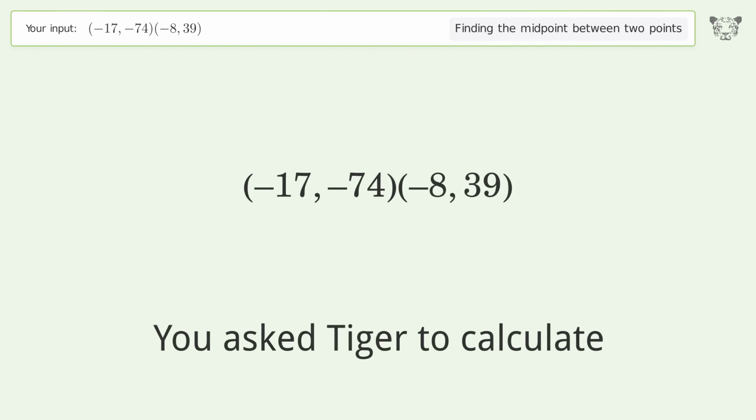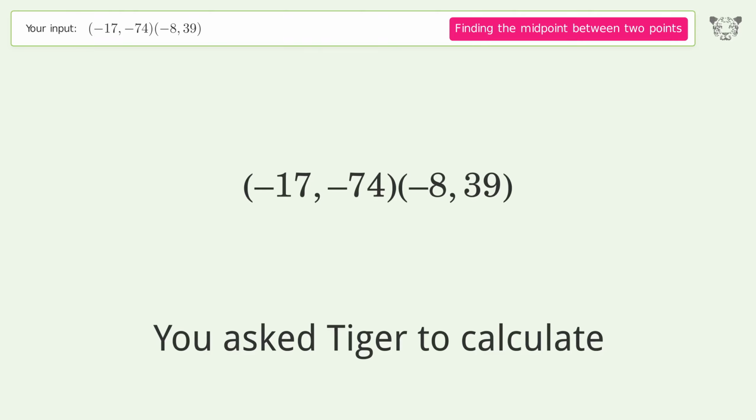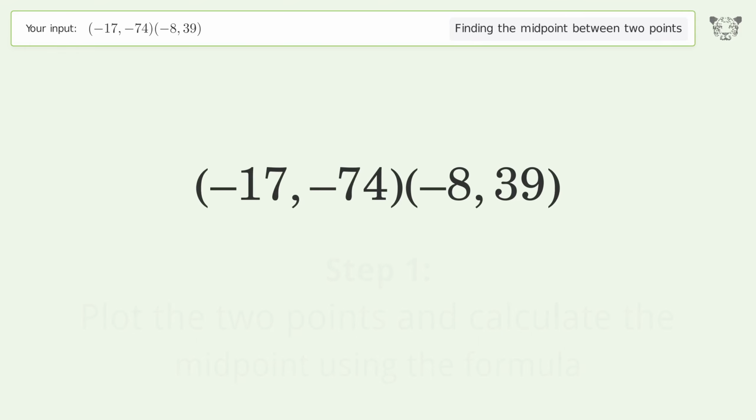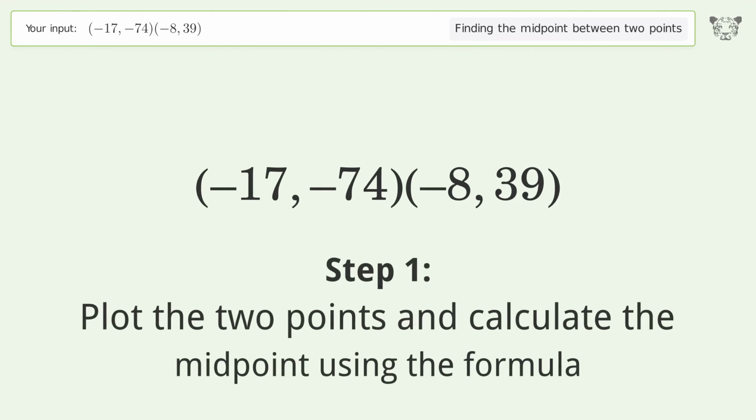You ask Tiger to calculate. This deals with finding the midpoint between 2 points. The midpoint between the 2 points is -12.5, -17.5. Let's solve it step by step. Plot the 2 points and calculate the midpoint using the formula.